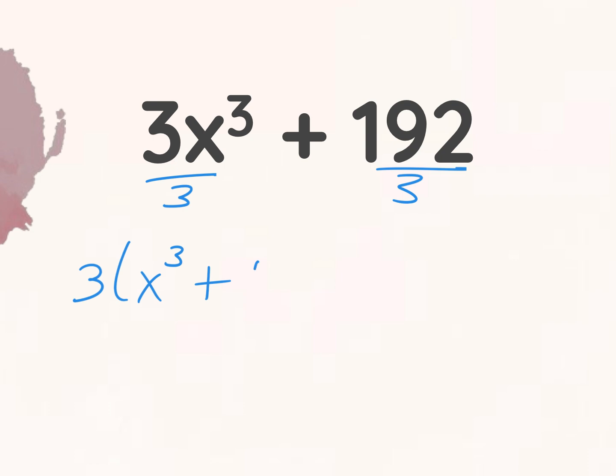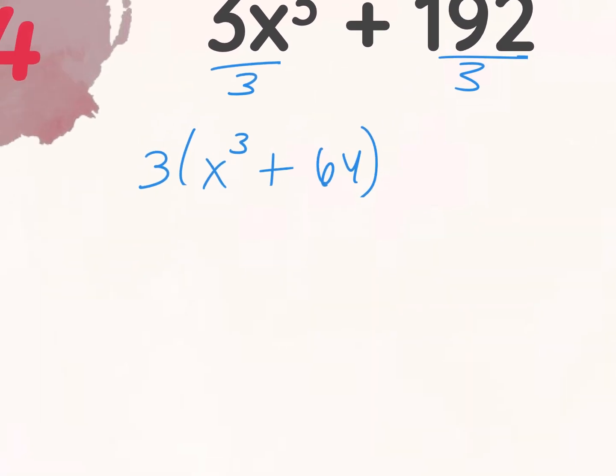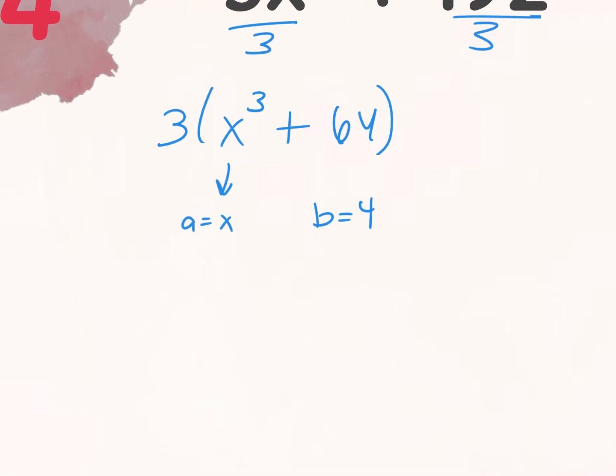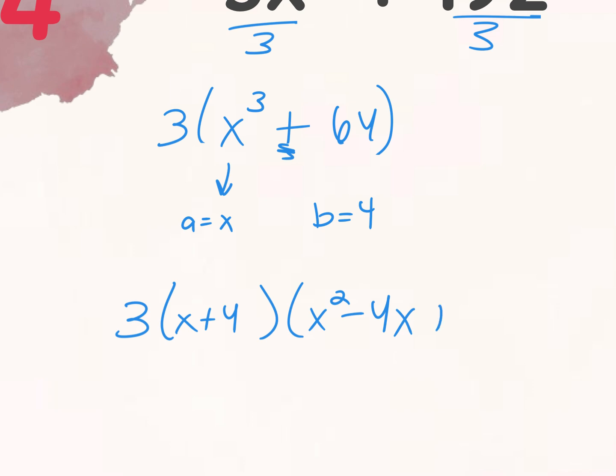64. Are those cubes? Yes. So what is your A term? X. What is your B term? What times what gives you 64? 4. So that 3 is still there. Don't forget it. It's still a part of our problem. What does my first parenthesis look like since this is the sum of cubes? X plus 4. And then go. What's my second parenthesis? X squared minus 4x. Great.